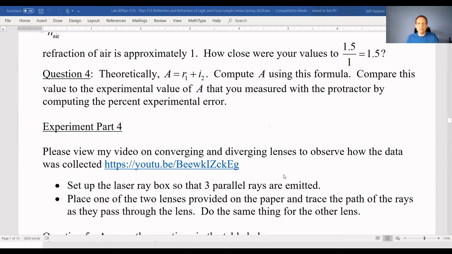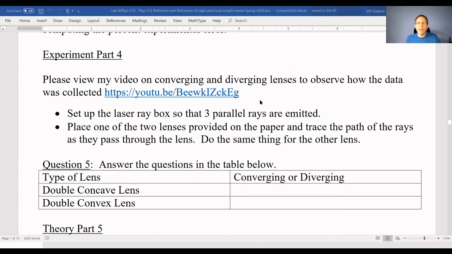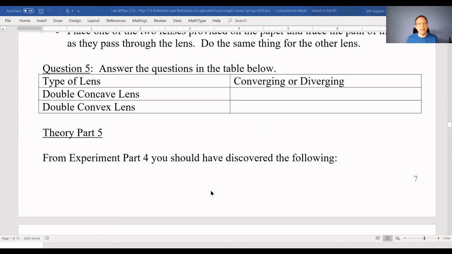All right, part 4. Actually, this was a really quick part. In this case, I had a double convex lens and a double concave lens, and I set up the ray box so that 3 rays were going through those lenses. Based on what you observed, I want you to describe whether the double concave and the double convex lens was converging or diverging. So you just have to write in here whether it's converging or diverging. And I kind of give you the answer in the next part.